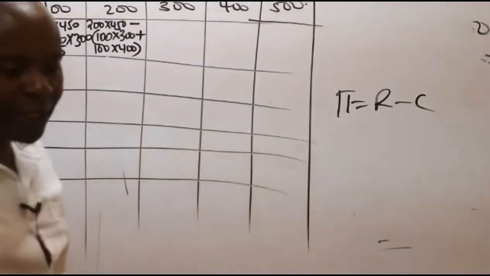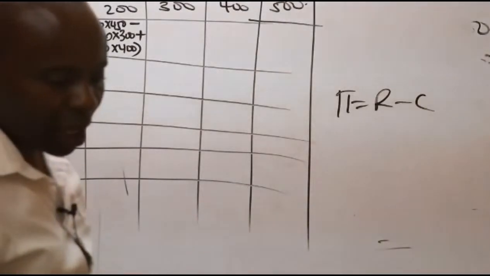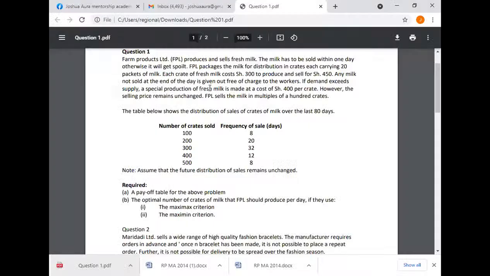Remember what they have told us here. I would want us to be very clear with this. Ladies and gentlemen, what they have told us here is that each crate of fresh milk will cost 300 to produce and it sells for 450. Any milk not sold at the end of the day is given out free of charge to the workers. If demand exceeds supply, a special production of fresh milk is made at a cost of 400 per crate.